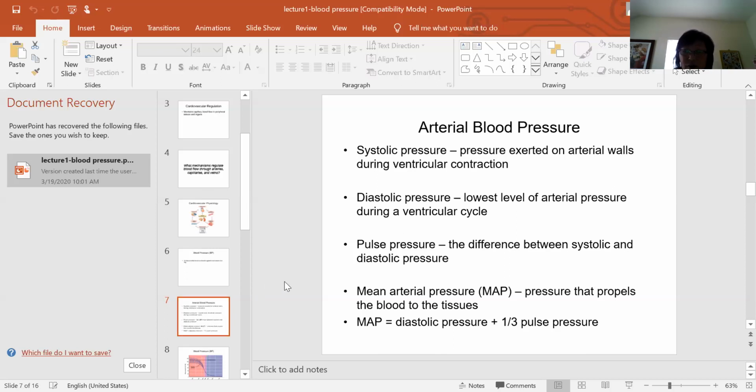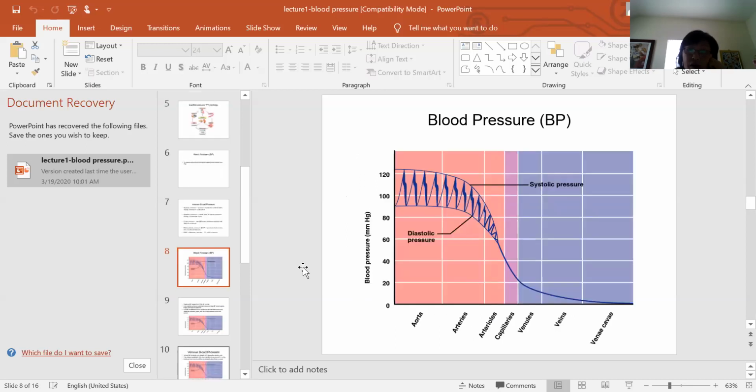But I want you to pay attention to this one, the mean arterial pressure. This is a very important functional term here. This is the pressure actually required to maintain stable blood flow. To calculate this pressure, we use the diastolic pressure plus 1/3 of pulse pressure. The reason for that, okay, let me show you this diagram.